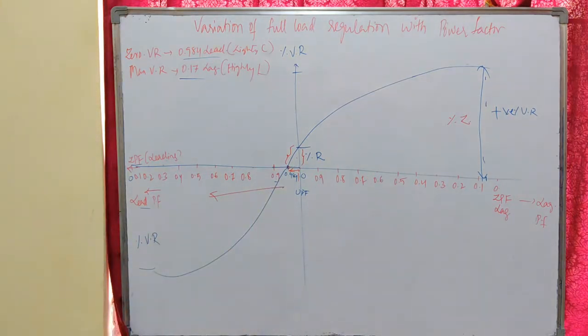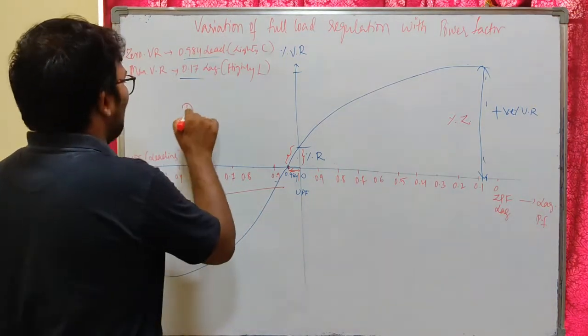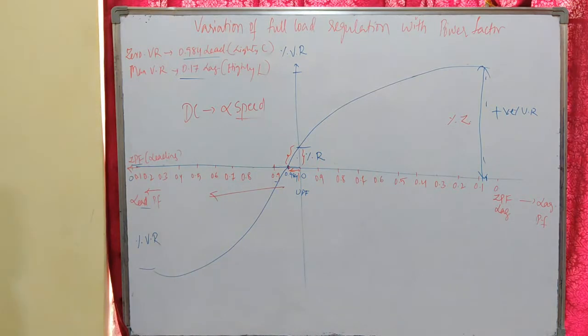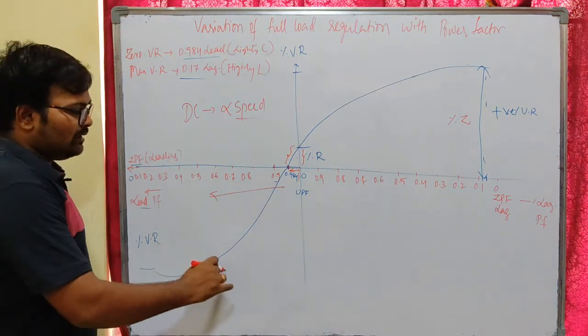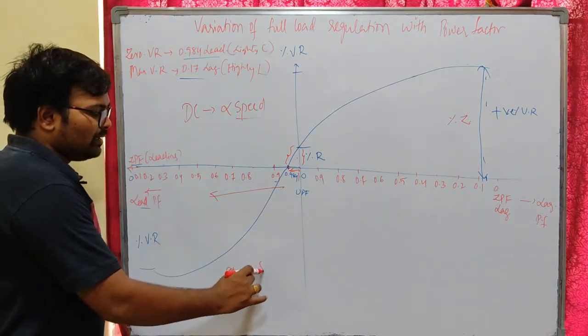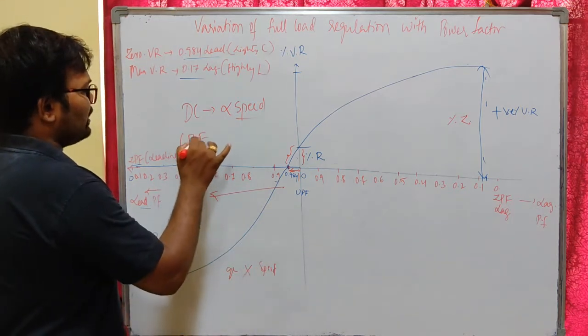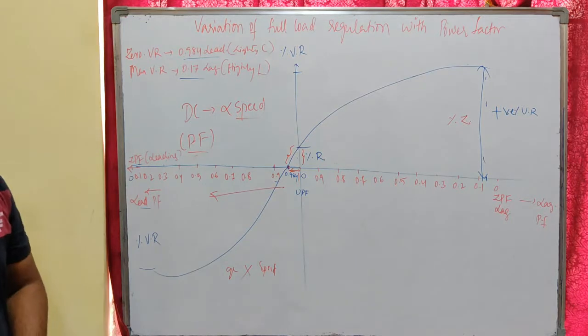Voltage regulation of an alternator is independent of speed, but depends on the magnitude of load and load power factor. But in case of DC machines, voltage regulation is proportional to speed. I think you know that for DC machines it is proportional to speed, but here the alternator's voltage regulation is not dependent on speed. It is dependent on load and load power factor. This is about voltage regulation.